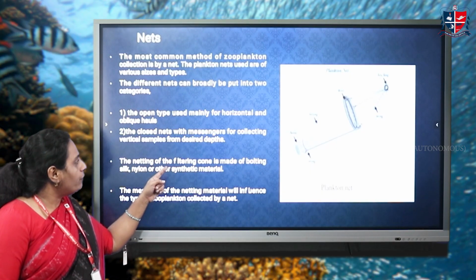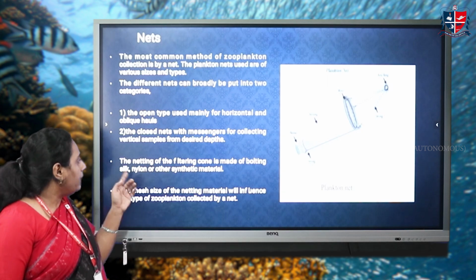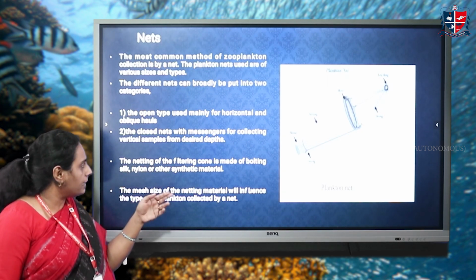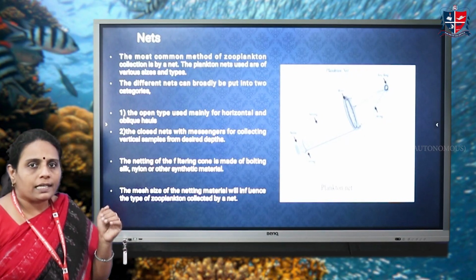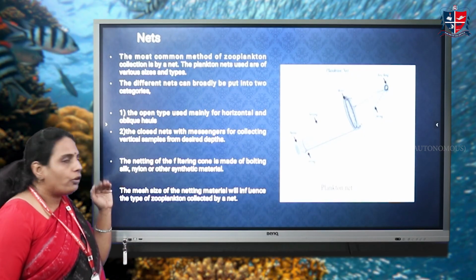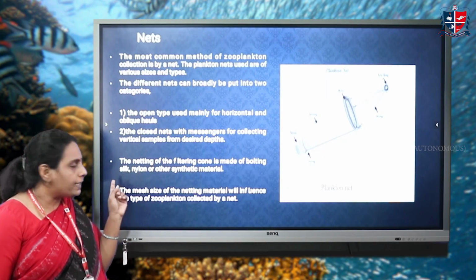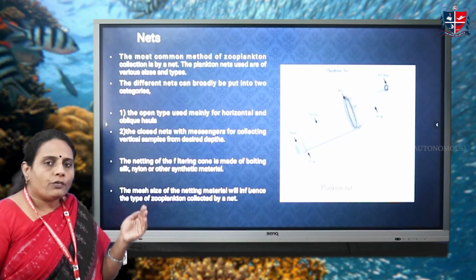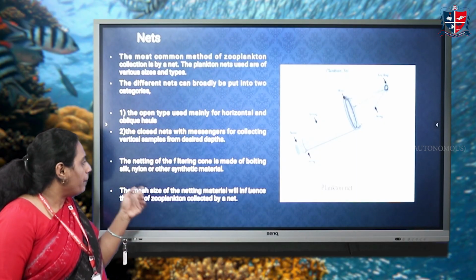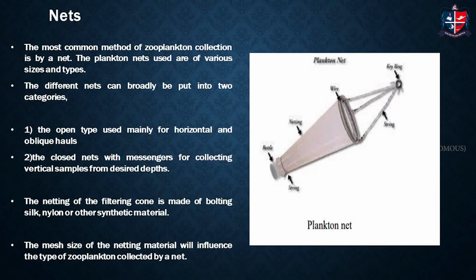The netting of the filtering cone is made of bolting silk, nylon or other synthetic material, and the mesh size of the netting material will influence the type of zooplankton collected by a net. That is, as the size of the zooplankton varies, the mesh size of the netting material will influence the type of zooplankton collected. So this is a picture of a plankton net.